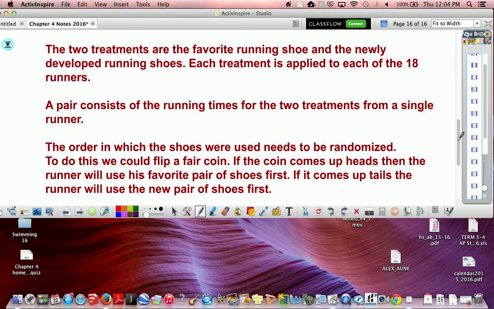So we randomize that so that we can make sure that when they run the race doesn't determine which one is faster. Because one might think or believe that the first time they run it will probably be faster, they might be fresher. However, they are giving them 5 hours of rest.